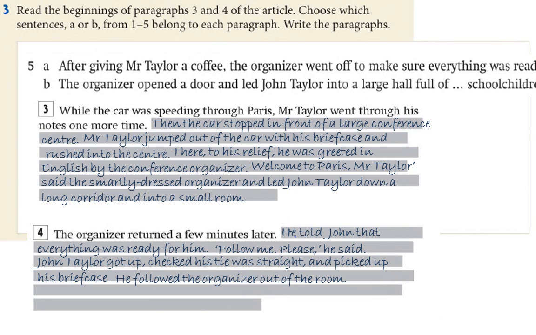The last one. A. After giving Mr. Tyler a coffee, the organizer went off to make sure everything was ready. B. The organizer opened a door and led John Tyler into a large hall full of school children. Now, in both of them there is the organizer. He already met the organizer in paragraph 3. He met the organizer, and also there's the organizer. So to which paragraph should sentence A belong, and to which paragraph should sentence B belong? Sentence A, after giving Mr. Tyler a coffee. Giving a coffee to a person means that he is sitting in a room.